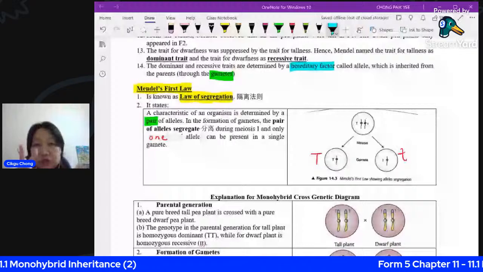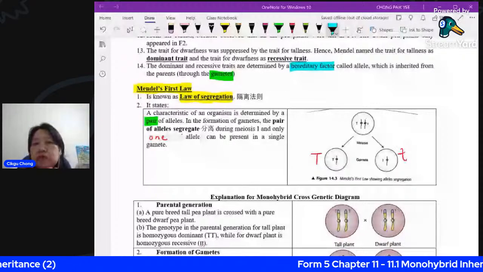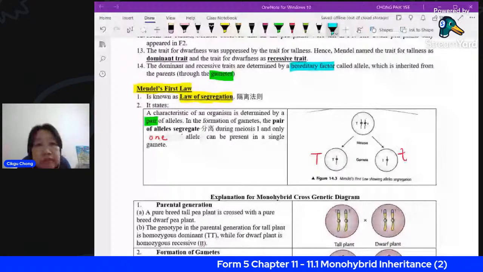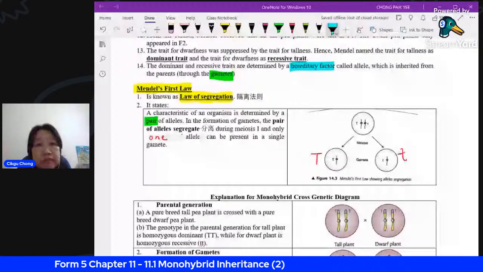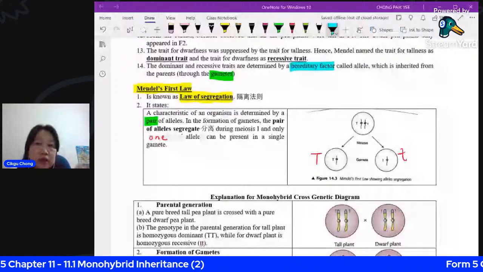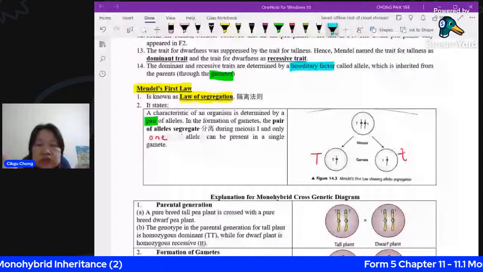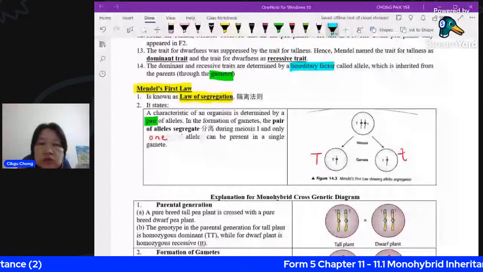One allele you got from the father, let's say the capital T. And then the other allele came from the mother. In terms of plants, we call it male and female. If you're talking about humans and animals, we say father and mother. So you will have 2 copies of the allele. This is the first statement that you need to know.